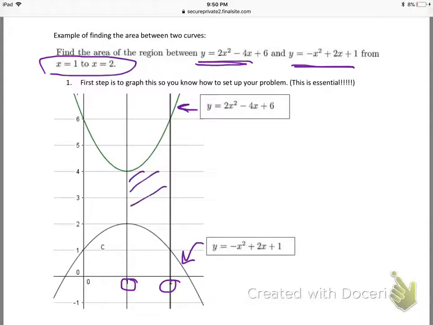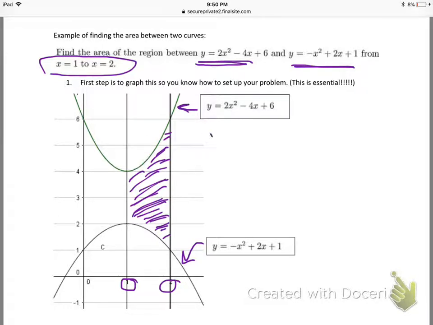So right here where I'm cross-hatching, all here is the area. So that's going to be the area in between the two curves. That's what our goal is. When we solve this fundamental theorem of calculus problem, we will get a number. That number will be the area. Okay, so let's now set this up.